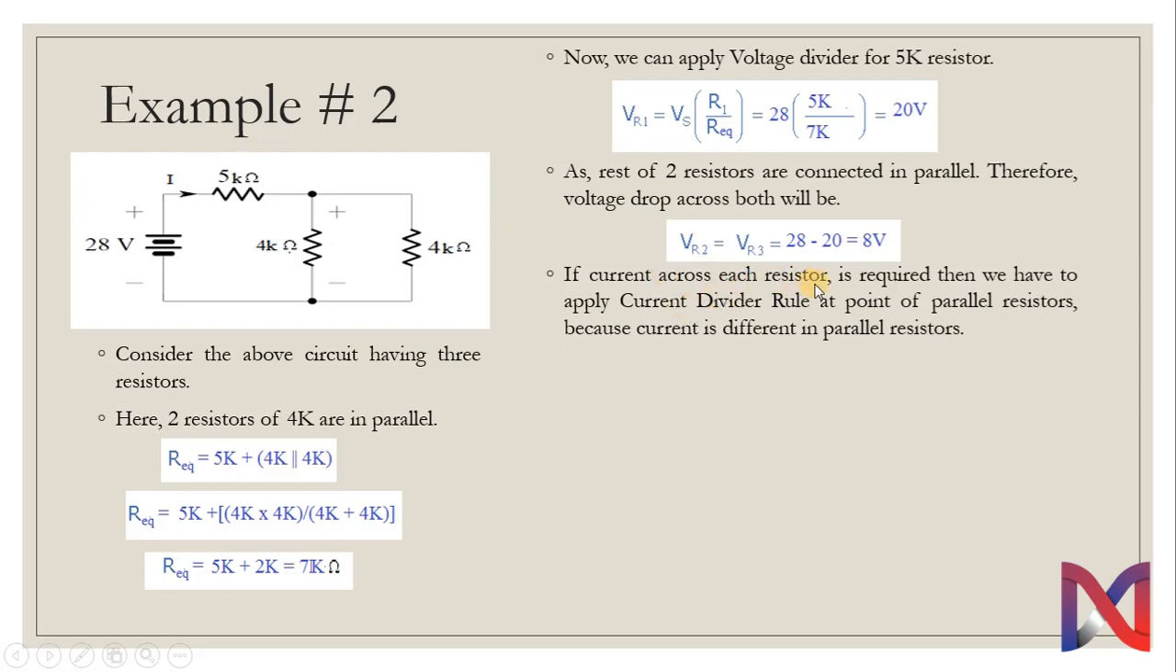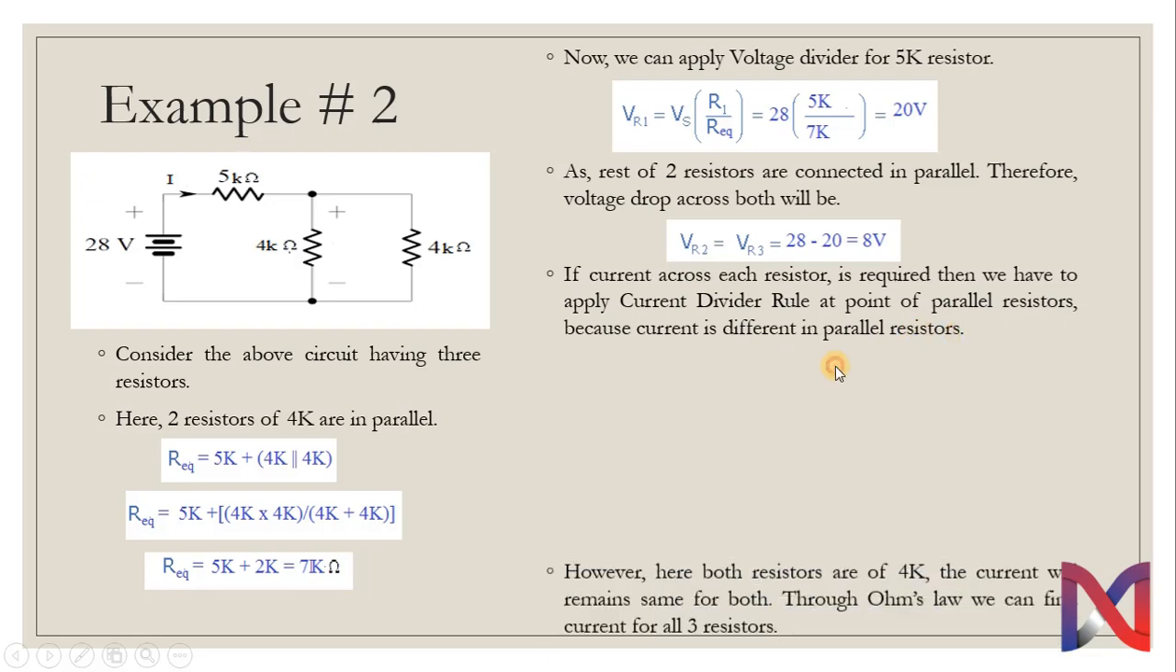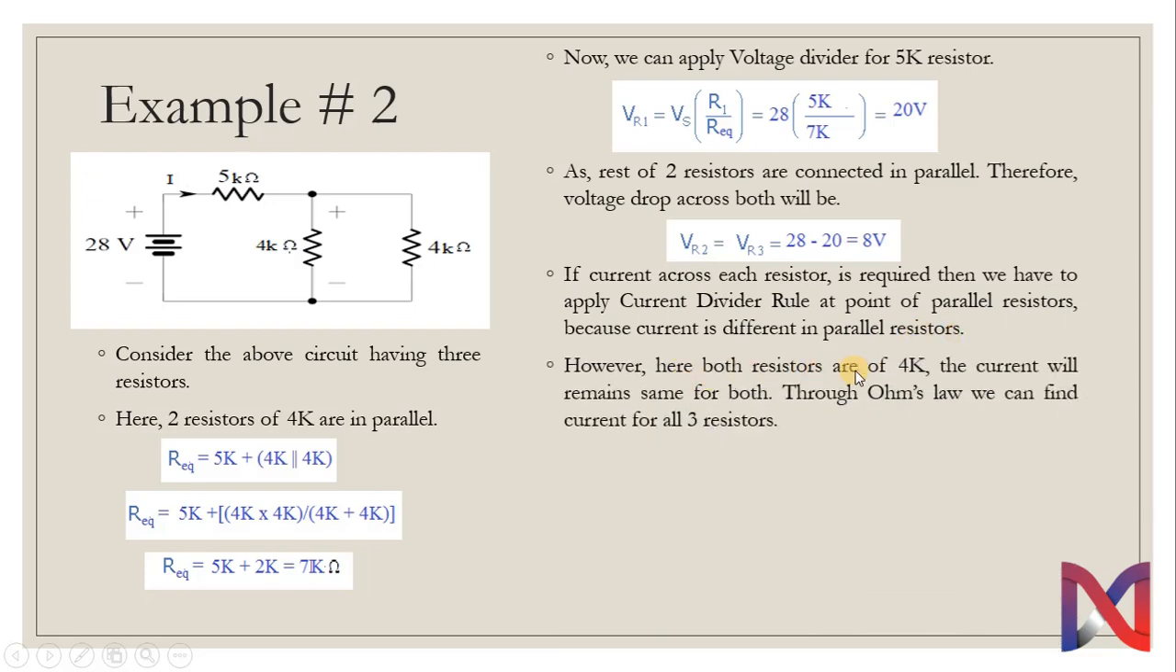If current across each resistor is required, then we have to apply the current divider rule at the point of parallel resistors, that is at this point, because current is different in parallel resistors. However, here both resistors are 4k, so the current will remain the same for both. Through Ohm's law, we can find current for all three resistors. I5k is equal to Vs divided by R equivalent. 28 divided by 7k is equal to 4 milliampere.